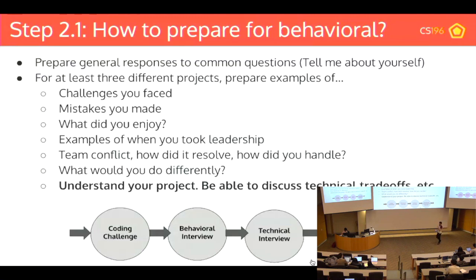And finally, make sure you understand your project. Be able to talk about the technical trade-offs. They will ask you questions about your project, and they want to hear what you think about certain things. Don't sound clueless. Try to understand the project as well as you can, even if you didn't work on all aspects of the project.